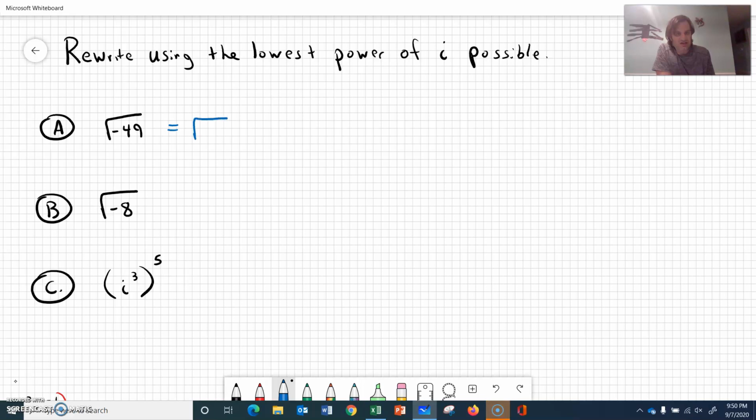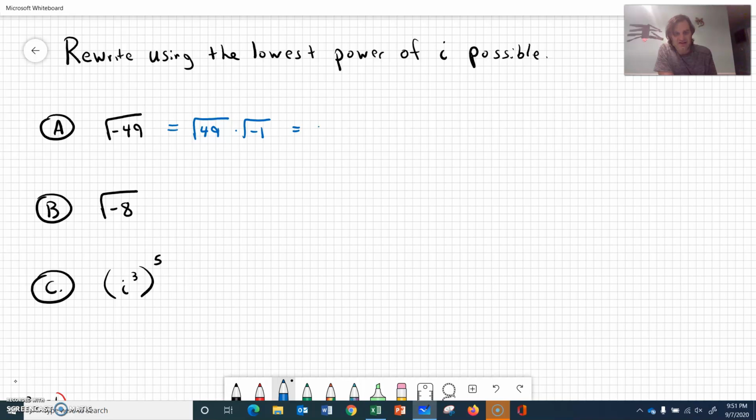Remember, we can break negative 49 into 49 times negative 1. So we can separate that and get the negative part of the square root separate. So the square root of negative 49 we can separate into two different square roots, one being the square root of 49 and the other being the square root of negative 1.